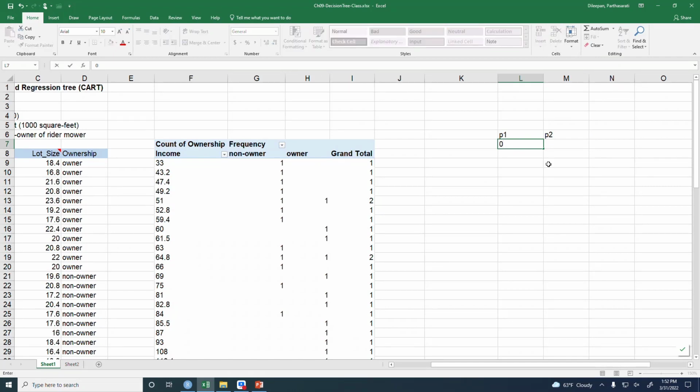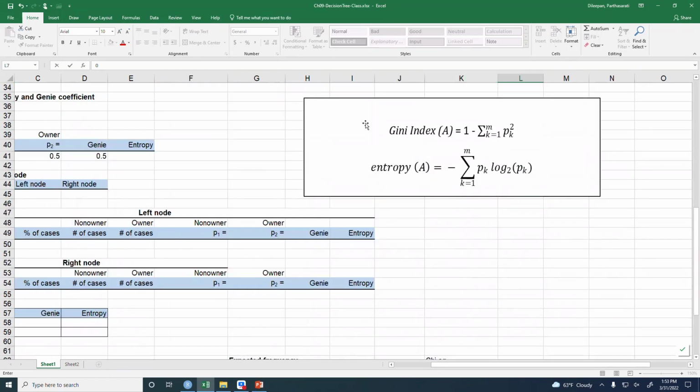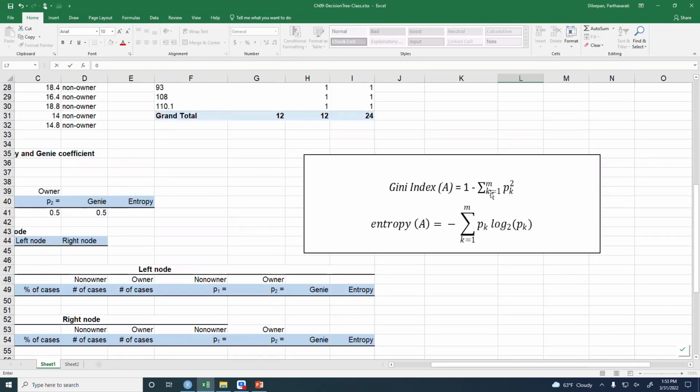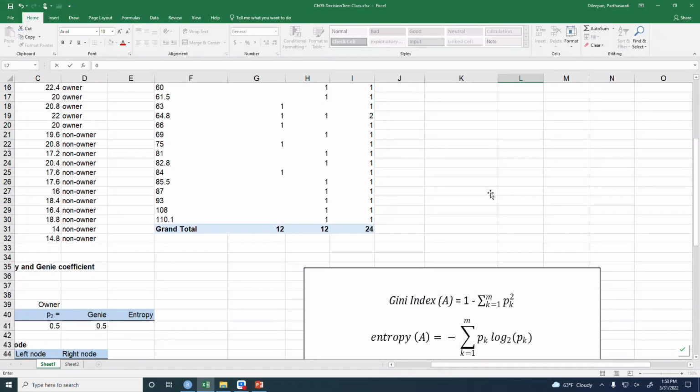What did you put for the equation for Gini? You said 1 minus the proportion of... It's there in the file. Did you see? Okay, so it's right here. It's in the book too.